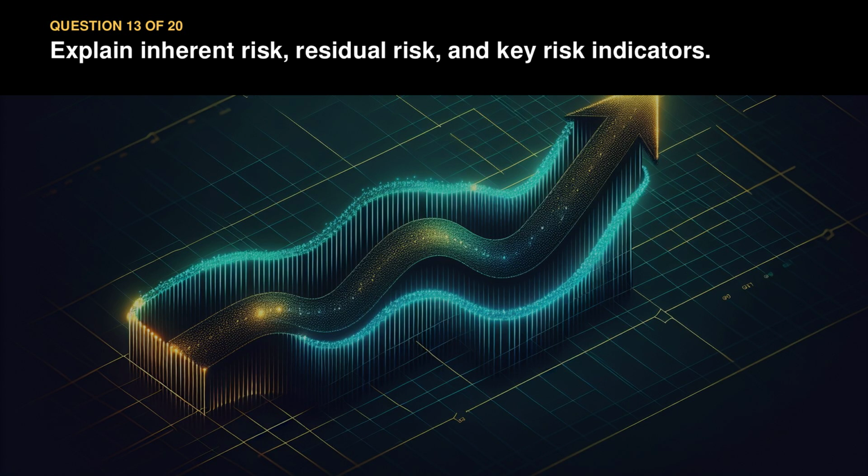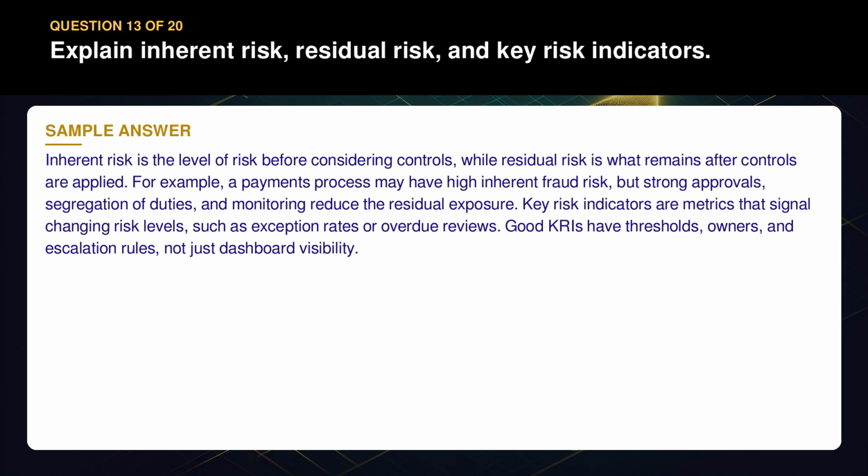Question 13. Explain inherent risk, residual risk, and key risk indicators. Inherent risk is the level of risk before considering controls, while residual risk is what remains after controls are applied. For example, a payments process may have high inherent fraud risk, but strong approvals, segregation of duties, and monitoring reduce the residual exposure. Key risk indicators are metrics that signal changing risk levels, such as exception rates or overdue reviews.